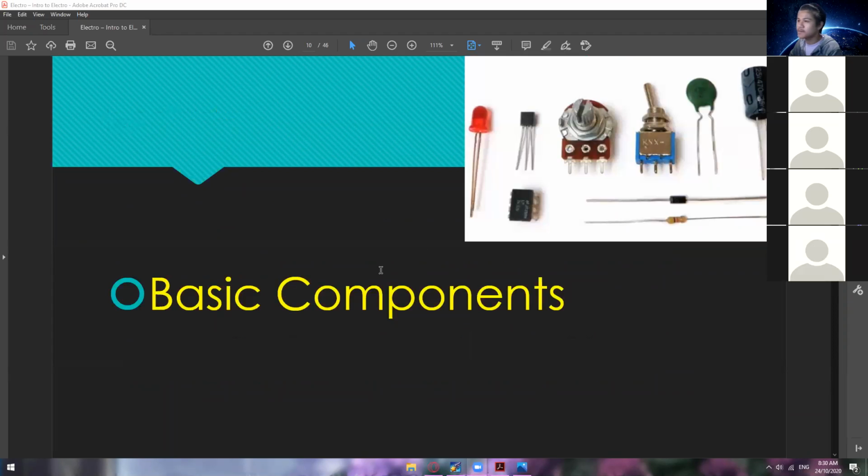All right, so let's talk about basic components. We have here an LED, a transistor. Forget the name of this one for now; later we will see what it is called. Potentiometer, remember potentiometer, a switch, and then a capacitor, the non-polarized and the polarized capacitor. And then we have an IC, a diode, and then a resistor.